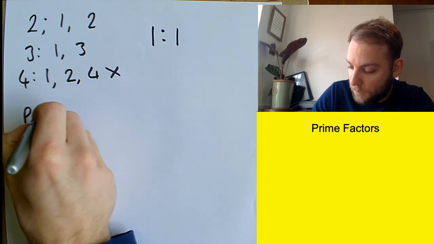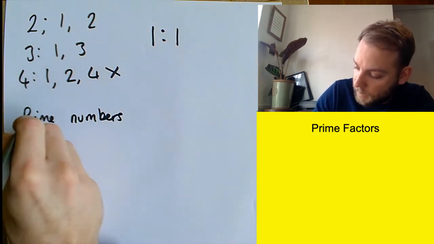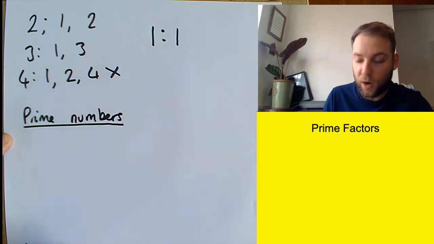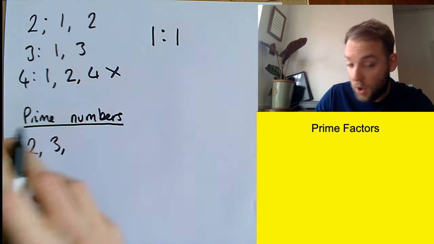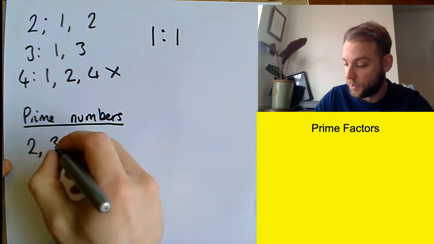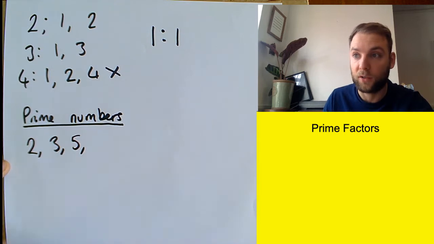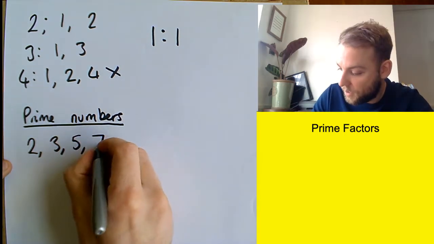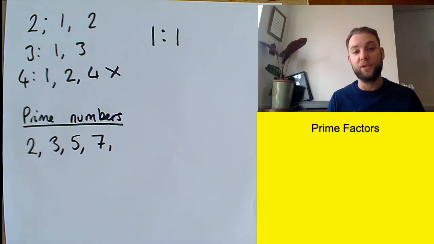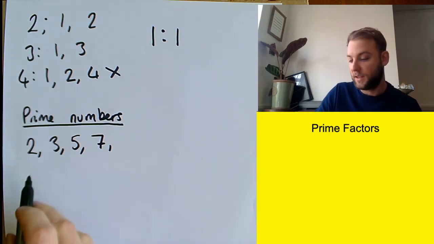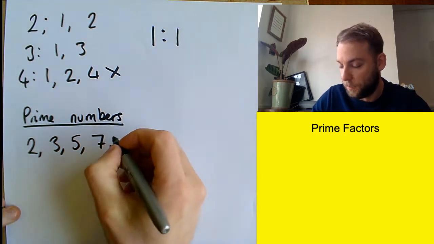So your prime numbers. Your first prime number here is 2. The next one's 3. 4 is not a prime number because 2 goes into it. 5. 6 isn't a prime number because 3 and 2 go into it. 7 is a prime number. Now 9, everyone always goes, 9's a prime number because it's the next odd one along, but actually 3 goes into 9, so 9's not a prime number.